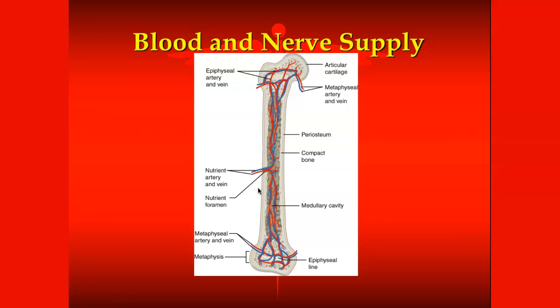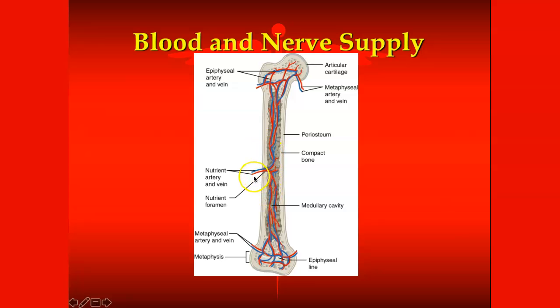So let's talk just really quickly about the blood and nerve supply of bone. Spongy bone and the medullary cavity receive their nourishment from arteries that pass through compact bone. These arteries enter through what we call a nutrient foramen, which you can see here. Foramen is just another word for a hole, a circular hole in the bone that allows a blood vessel to pass through. This nutrient foramen, or small opening, is found in the diaphysis.